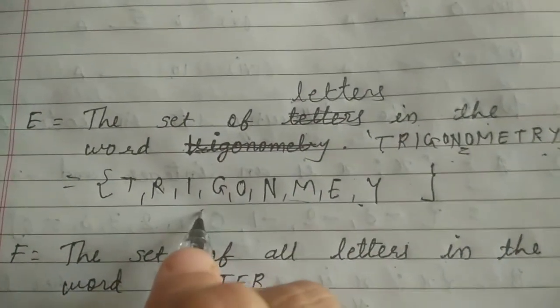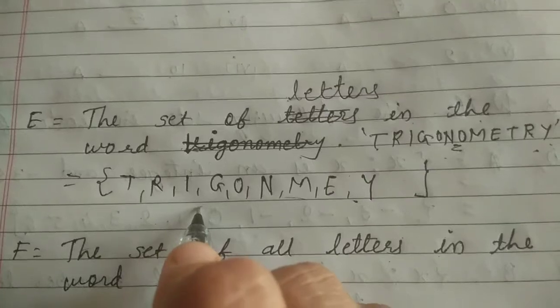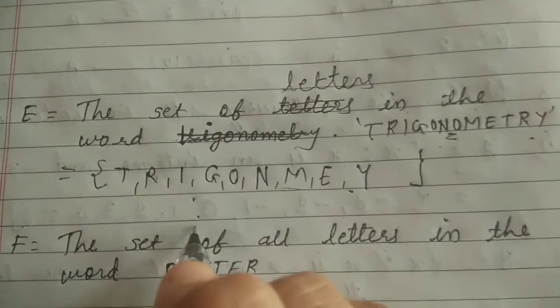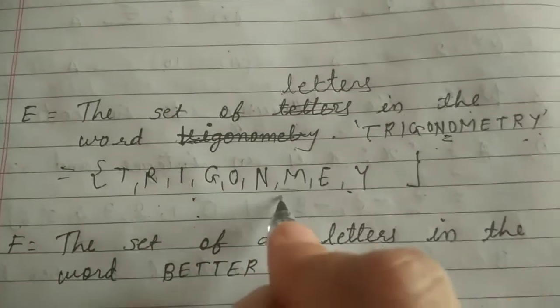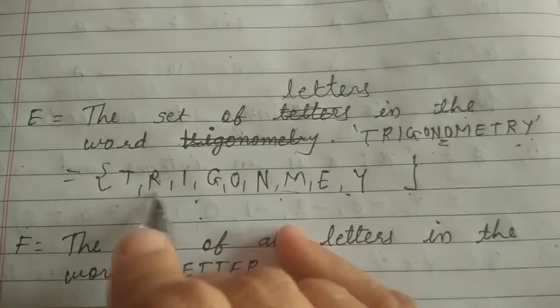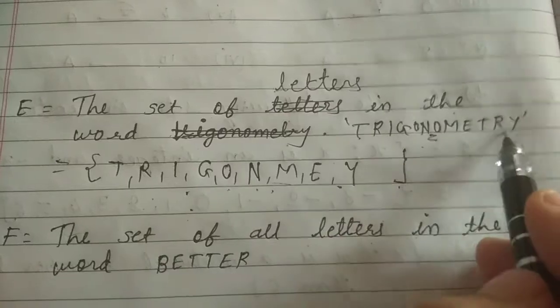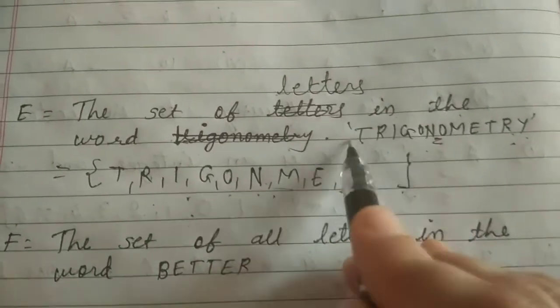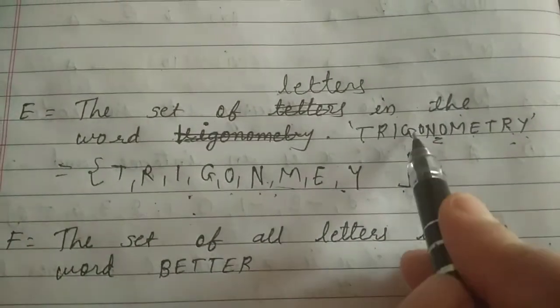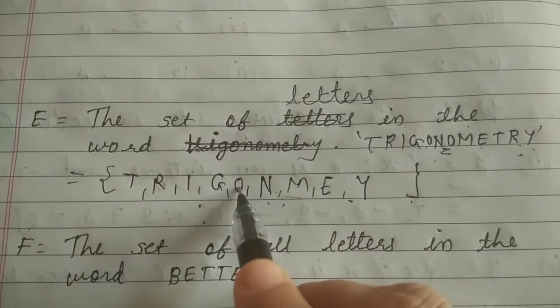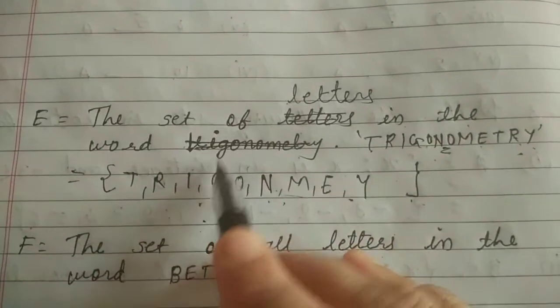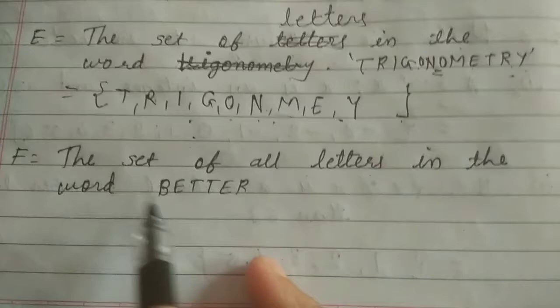This is the set of the letters of the word trigonometry. Remember students, जब भी हम set लिख रहे हैं कोई भी element repeat नहीं होना चाहिए. Okay, all the elements must be different. So here R is repeated, so not written. T is repeated, so not written. O is repeated, so written only once. Okay, repeated element एक ही बार लिखा जाएगा.